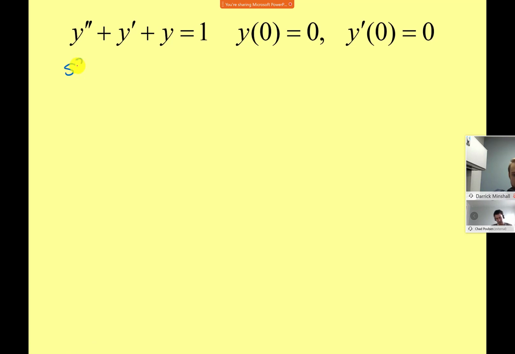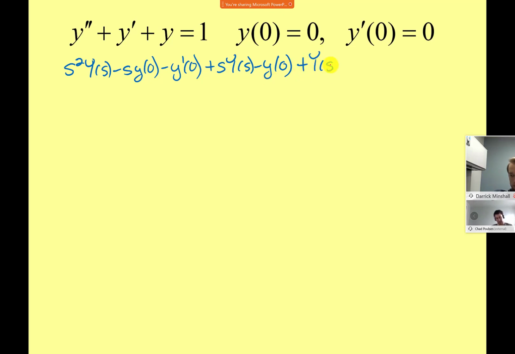Okay, so we've got s squared Y of s minus s y of 0 minus y prime of 0. That's our y double prime. Then we have plus s Y of s minus y of 0. That's our Laplace transform of y prime. And then we have plus Y of s. That's our Laplace transform of y equals, and we got a Laplace transform of 1. That's 1 over s.